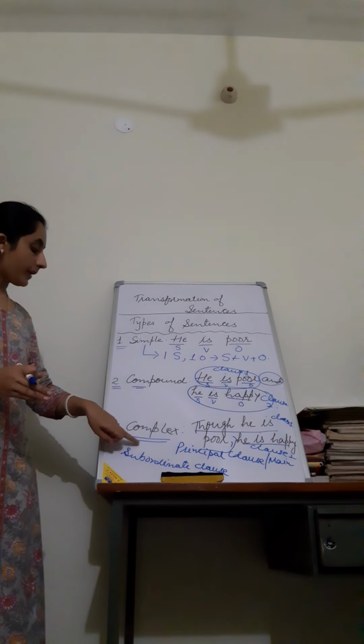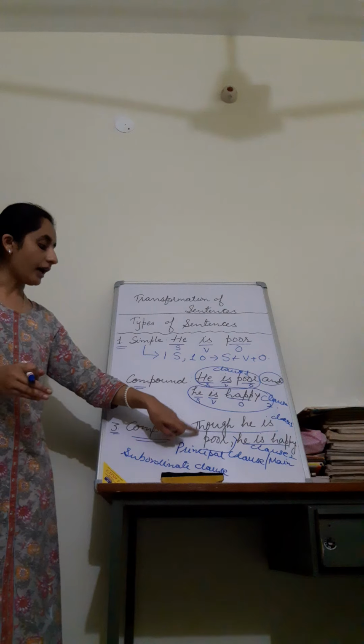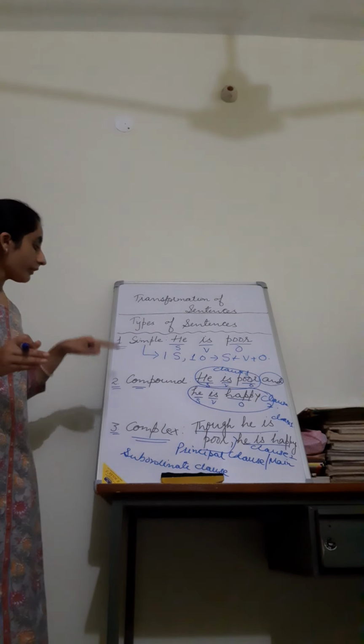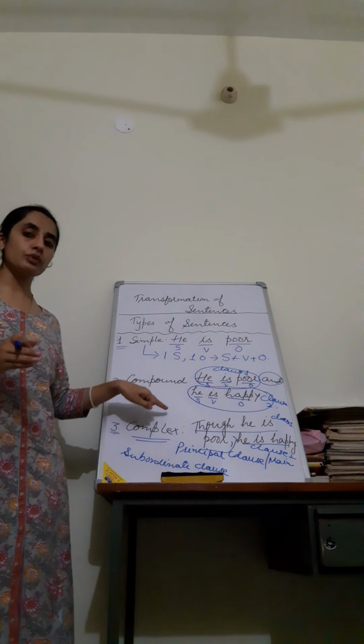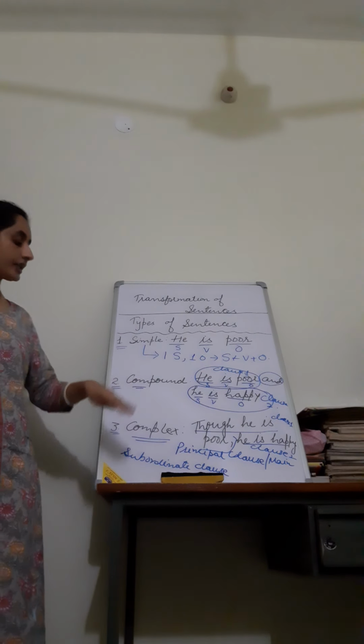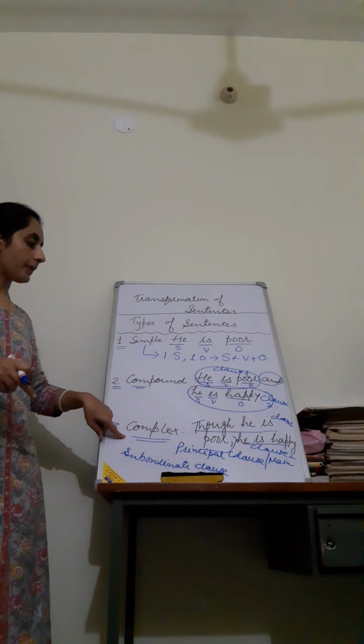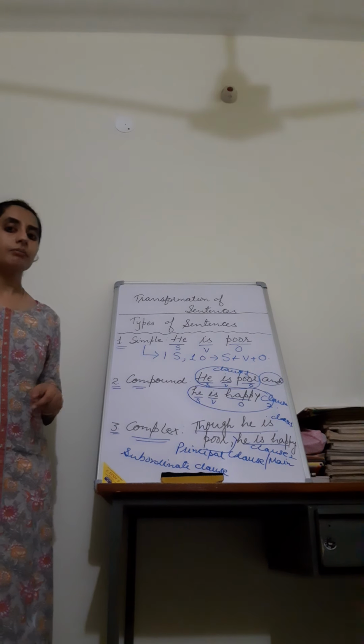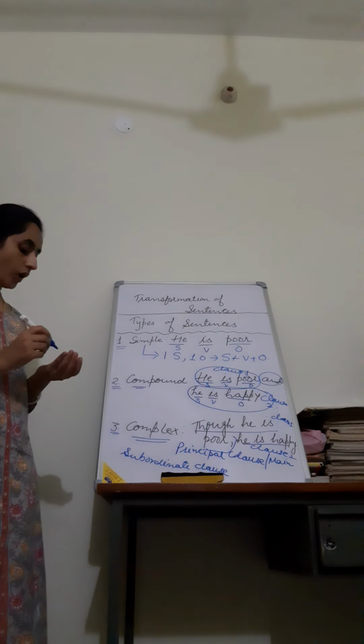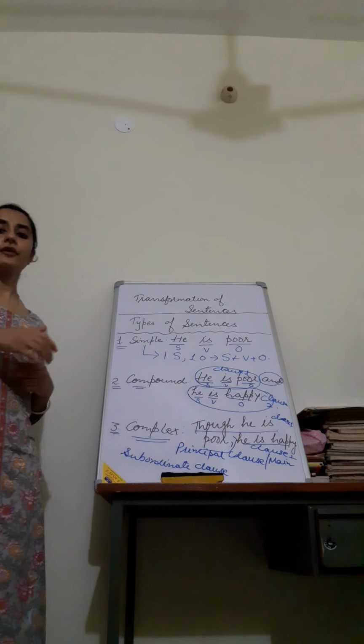So in complex sentence also we have two clauses. In compound sentence also we have two clauses. The only difference is that in compound both clauses are meaningful, but in complex only one clause is meaningful. So that is all about the three types of sentences.